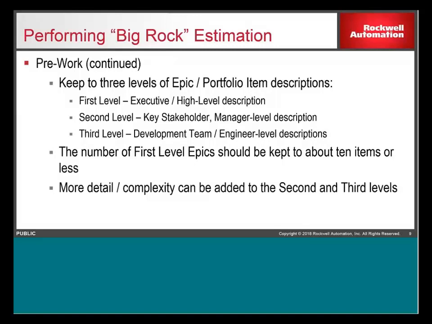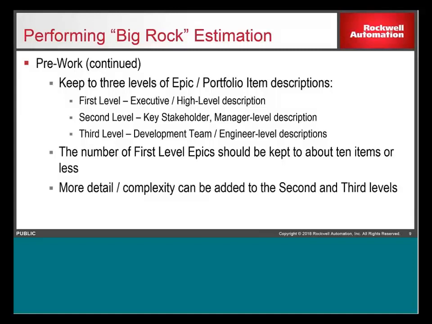So the recommendation that I normally use is to keep it to about 3 levels of epic or portfolio items. The top level is really an executive high-level description of a feature or functionality or architectural element. The second level is where you have some key stakeholders, your SMEs, who may have high-level or manager-level information. And then the third level, and if you need to go to deeper levels, that's where the development team or the engineer level descriptions should be provided.